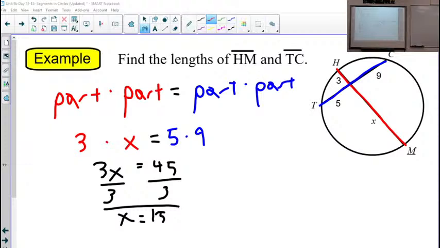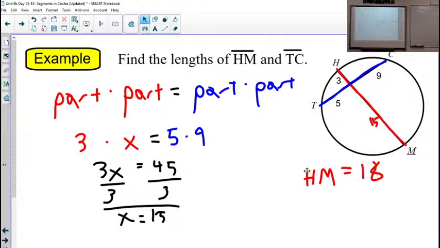Now, we're not done yet because it asks us to find the lengths of H to M and T to C. So let's do that. HM. Now that we know that x is 15, we know that this part is 15. So H to M, this whole segment, 3 here and 15 here for a total of 18. And then it asks us for T to C, which is all the way across in the blue segment. I have 5 here and I have 9 here for a total of 14.